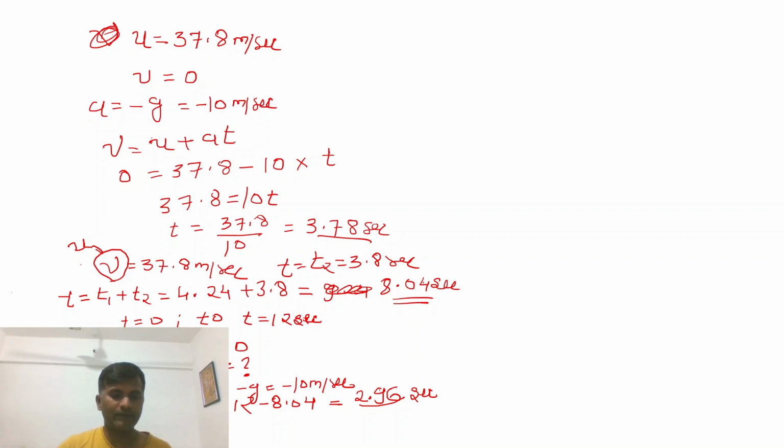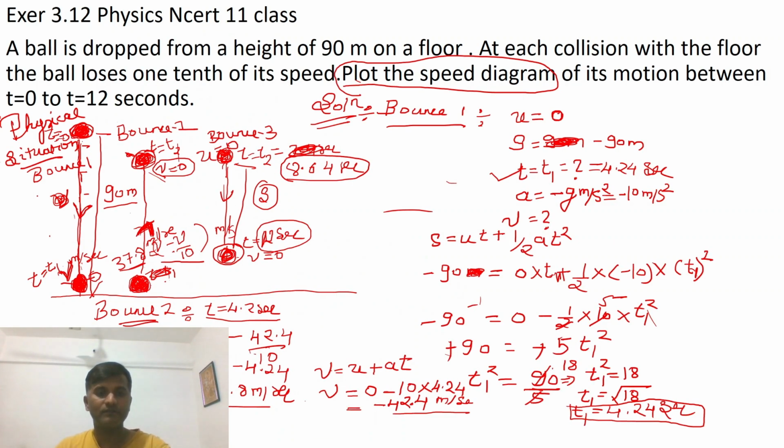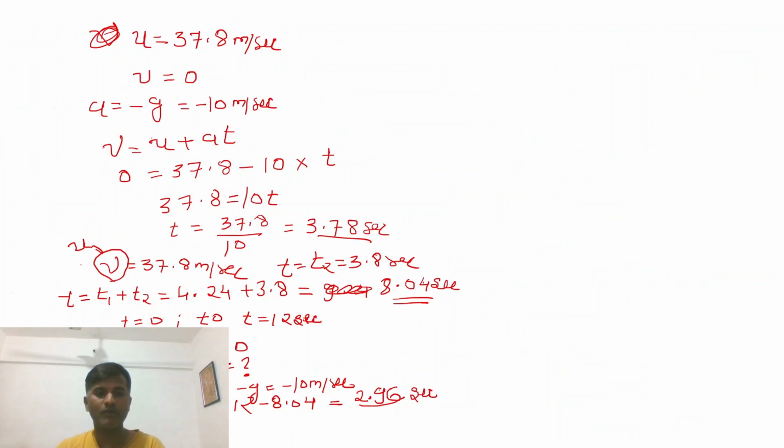So for 2.96 seconds, it is traveling to this point during bounce 3. So what will be the velocity here? Velocity will be equal to u plus at. This formula we can use. So this will be v. What is v? We have to find out. What is u? 0 minus 10 into 2.96. The answer will be v equal to 29.6 meter per second.